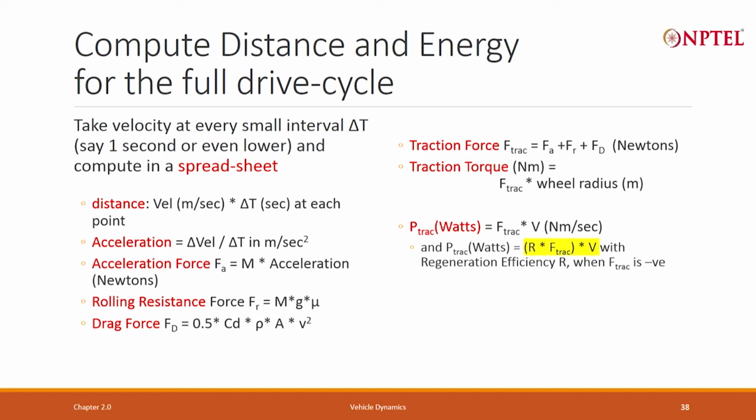And if there is a deceleration and you want to take that into account, take the value of r. If r is negative, then you take r into f track into v. So, r is equal to 1 if it is acceleration. If there is a deceleration, means f track will be negative, then r will be equal to 0.3 or whatever. Of course, the traction power there will be negative. So, you have to take minus of that.